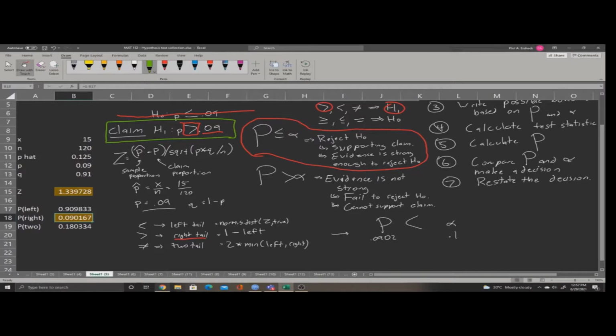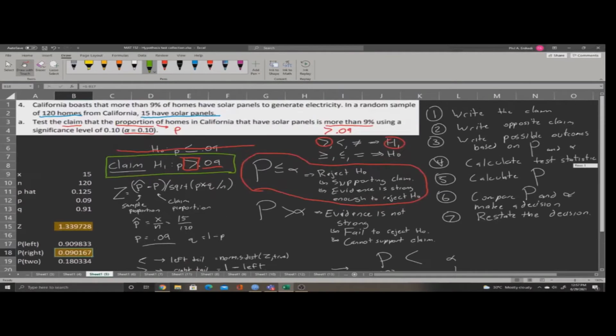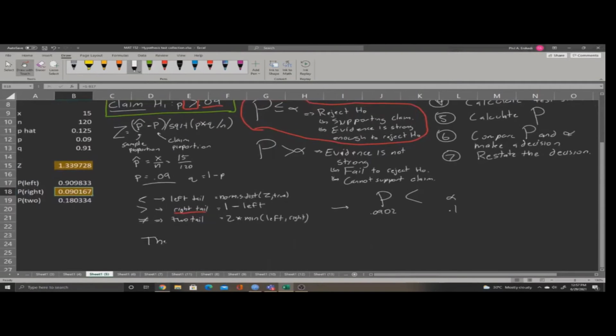That takes care of step 6, and so now we'll restate our decision. The claim that was made was that more than 9% of homes in California are using solar panels. So we'll say there is strong enough evidence at this significance level of 0.1 to support this claim that more than 9% are using solar panels. So the key phrases here are that there is enough evidence and that we're supporting the claim. It also doesn't hurt to mention the significance level again and restate the claim again.